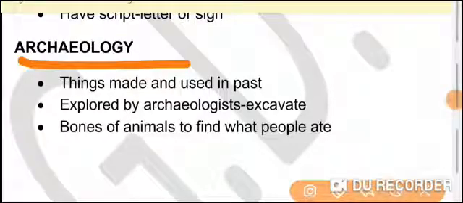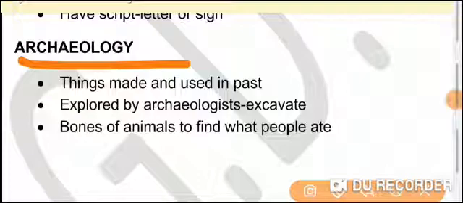Then finally comes archaeology. That is the things that were used in the past. So let's say you are digging somewhere and you find a small pot or a piece of rock. You can decipher what kind of utensils people used, what kind of living styles they had, even what kind of living area they had. These things are explored by archaeologists.